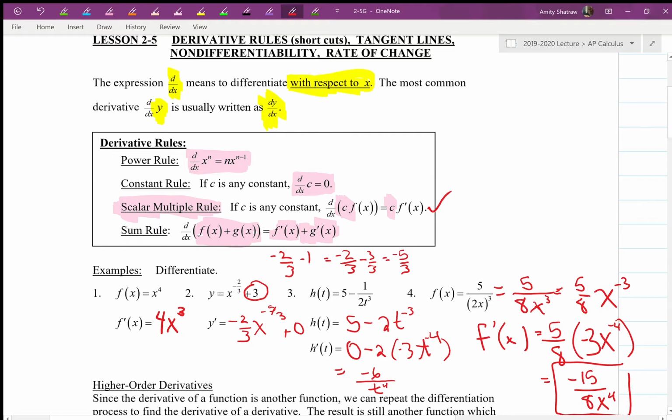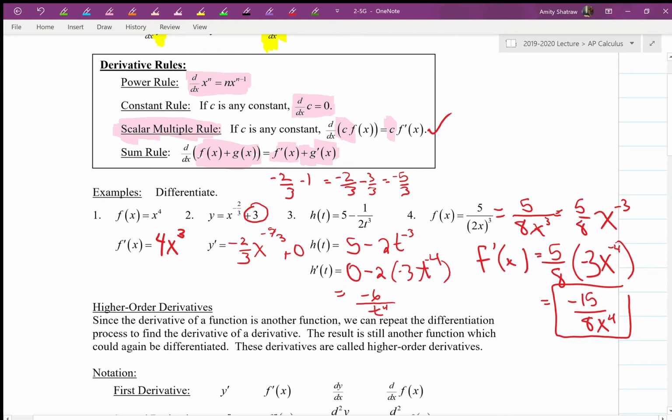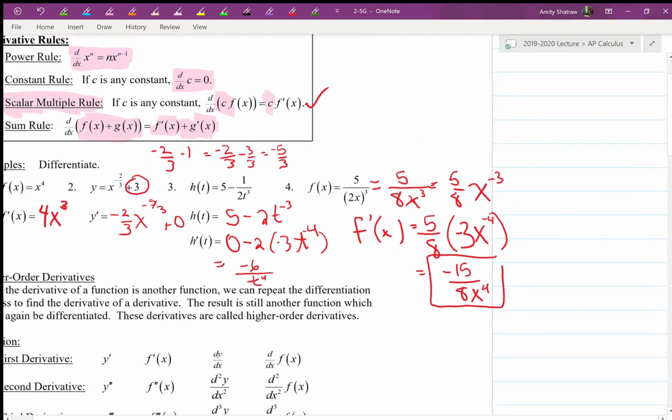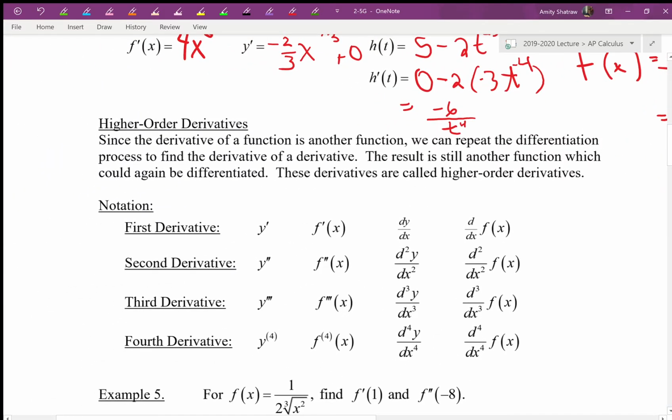So I'm hoping that this feels pretty basic, right? And that you're like, oh, yeah, I remember these examples. Okay. What about all of this? Did you know that you can take the derivative more than once?